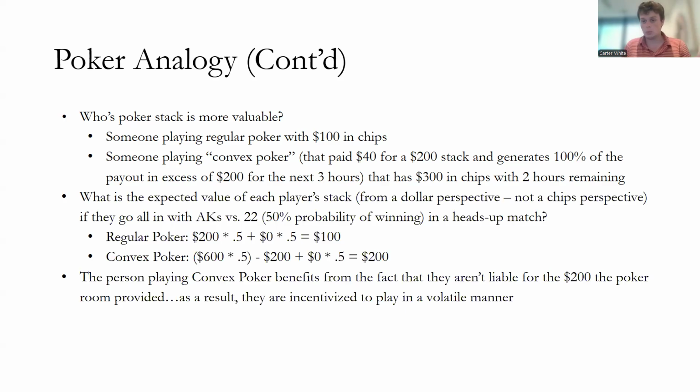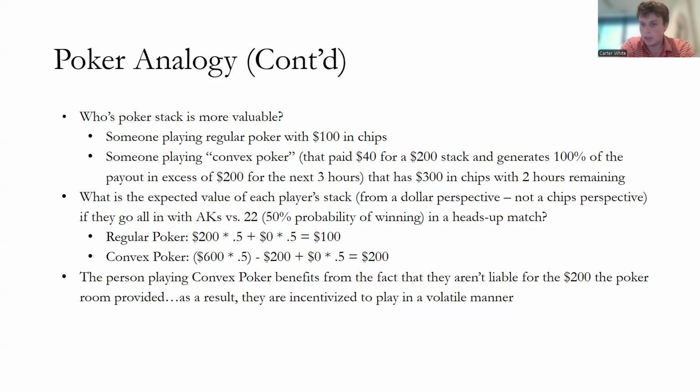And which stack is more valuable? I think the best way to think about this is what would happen if both players went all in with a 50% chance of winning the all in. So let's assume it's ace king suited versus pocket twos where it's 50-50. The person playing regular poker, the expected value is $100 in that they could either be at 200 or be at zero. So 50-50, $100. Whereas the player playing convex poker, they're either going to be at 600, and then if you deduct the 200 strike, the intrinsic value is 400, or they're going to be at zero.